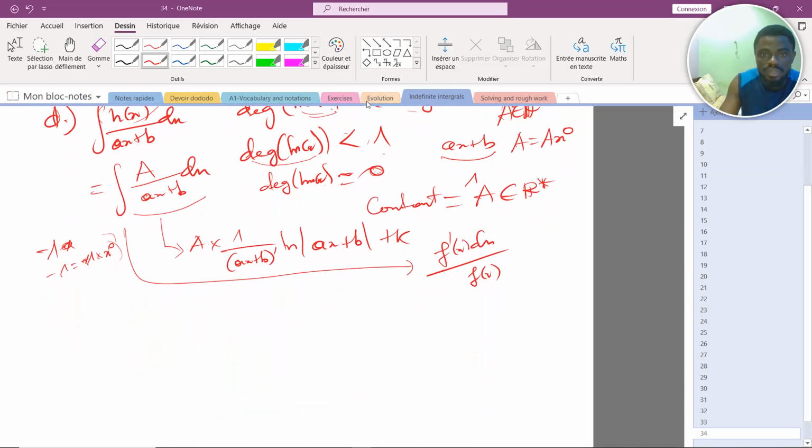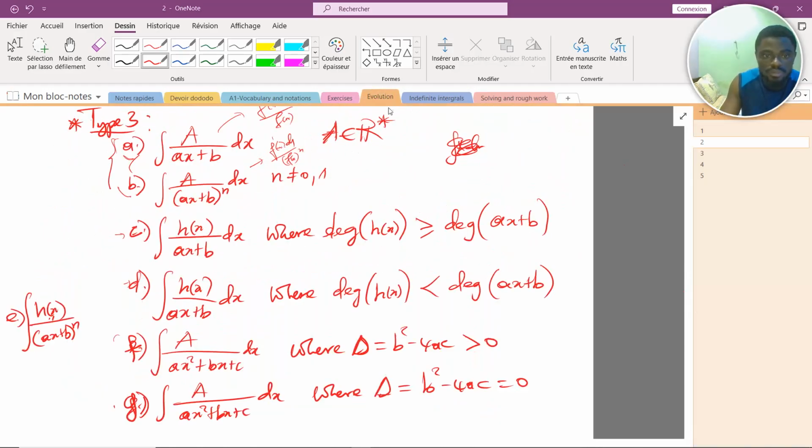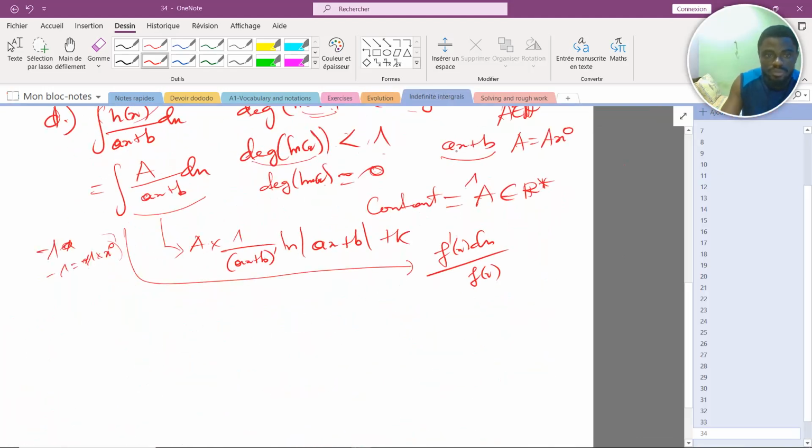Let's look at the last one, which is the integral of h of x over ax plus b to the n. This is the integral of h of x all over ax plus b to the n dx. I'll give a small precision here.